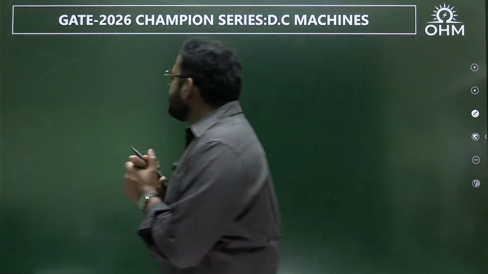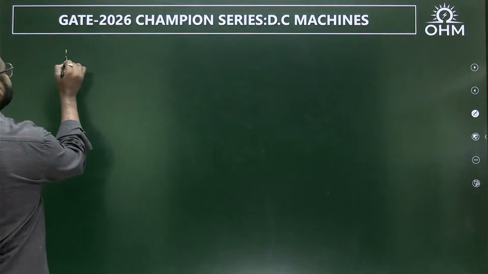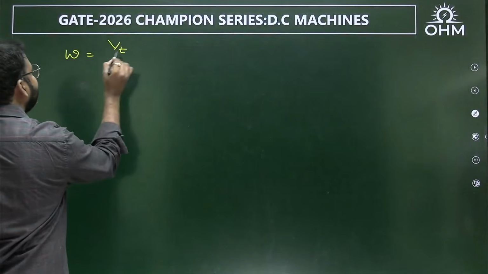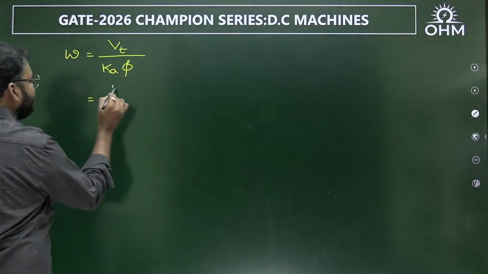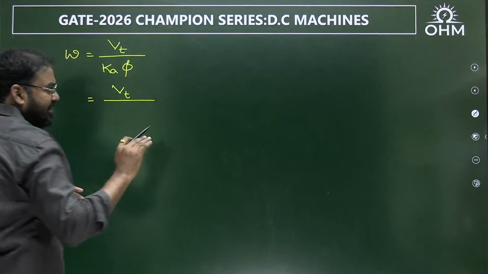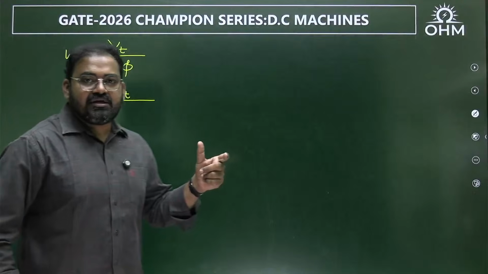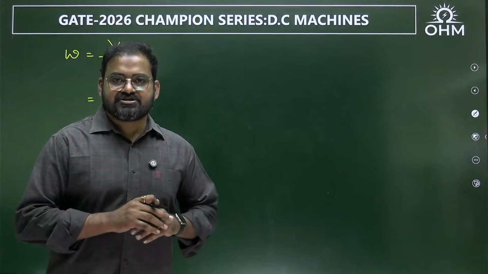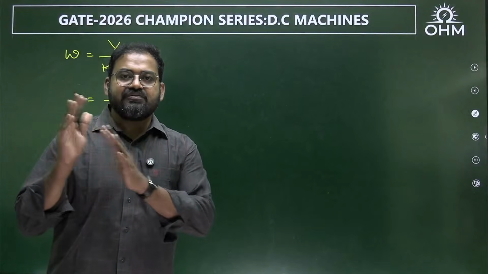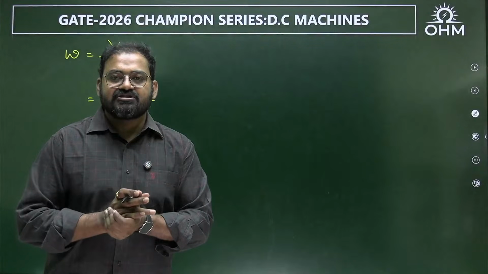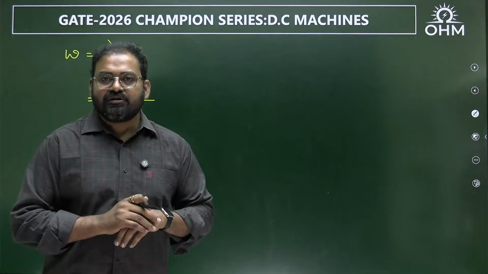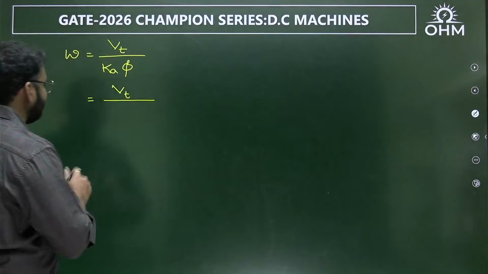So what is the equation we got? Omega is equal to Vt by Ka into phi. Anybody remember the Ka formula? Normally Ka is constant, but here there is a modification in the construction. Initially wave connection, next it was changed to lap connection. As there is a constructional modification, definitely the Ka value will also change.